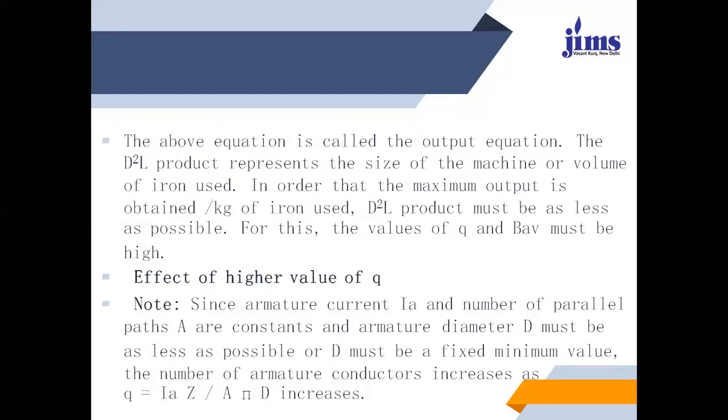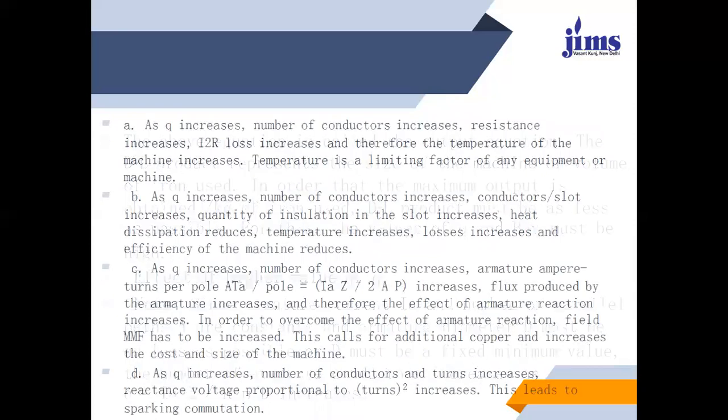The number of armature conductors increases as q equal to IAZ upon A πD. As q increases, the number of conductors increases, resistance increases, so I square R loss increases, and therefore the temperature of the machine increases. Temperature is a limiting factor of any equipment or machine. Secondly, as q increases, the number of conductors increases, conductors per slot increases, and quantity of insulation in the slot increases. Heat dissipation reduces, temperature increases, losses increase, and efficiency of the machine also reduces.